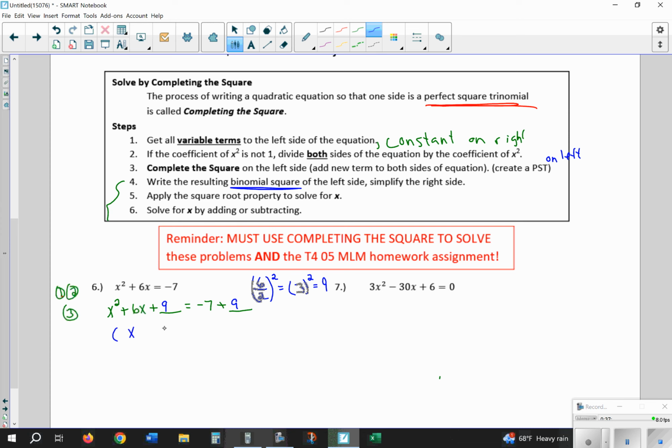And the reason that I like to do this step is because whatever I have written over here, the sign, which in this case is positive, and the number, also magically create that factored answer. So I don't have to do the AC method, I don't have to do trial and error, I don't have to do anything. That's the relationship that I've created. Simplify the right side.